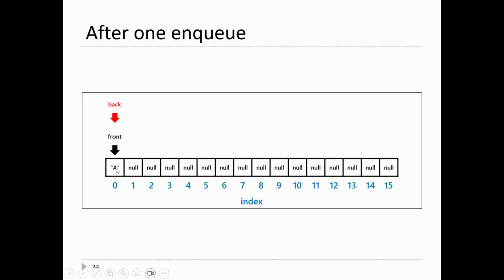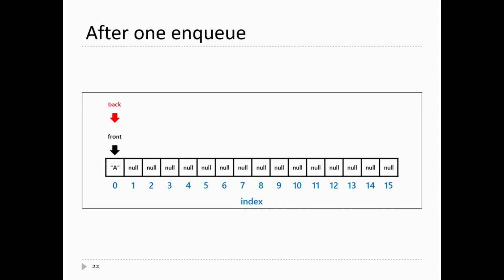So we start out with this. We're going to enqueue an element, so I'm going to add 1 to back so that it also points at 0, so its value is also 0. And then I'm going to write into the element at index back. So back goes up by 1, and then I write the A into ARR back.